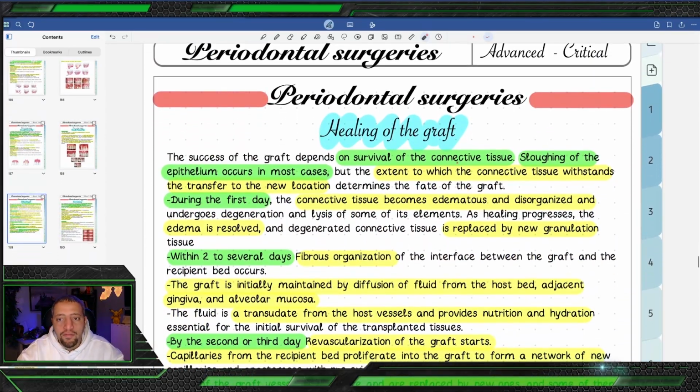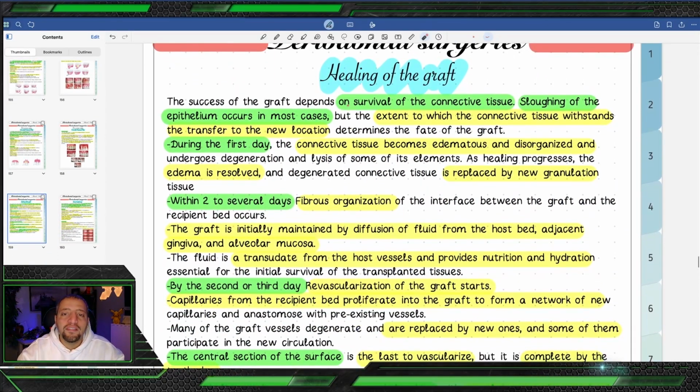How about healing of the graft? The graft depends on survival of connective tissue. Sloughing of epithelium occurs in most cases, and this is why we don't get the epithelium tissue to be thick. The maximum is 1.25. But the extent to which the connective tissue withstands that transfer to the new location, this is why we love coronally and lateral, because the donor site is the recipient site. It still has connection with the donor site.